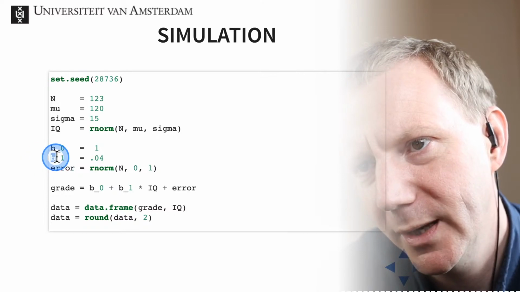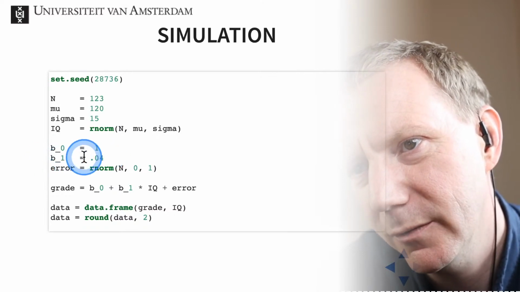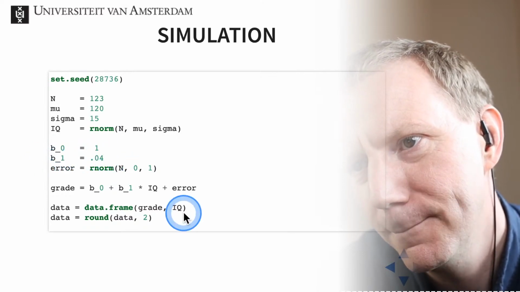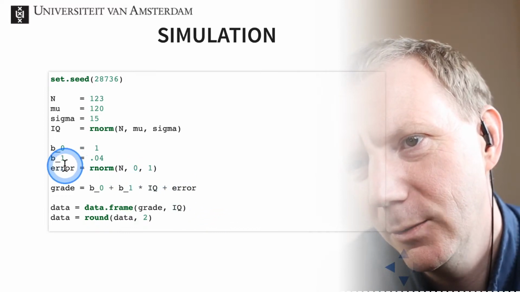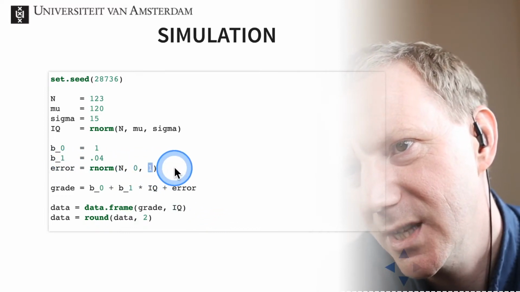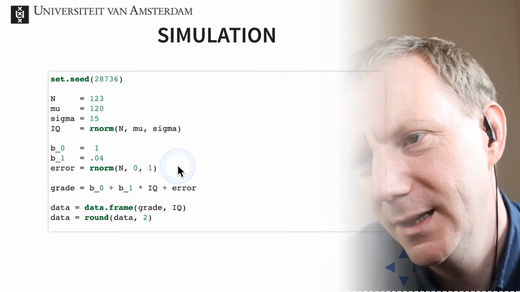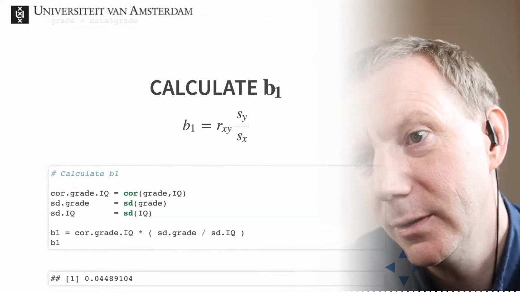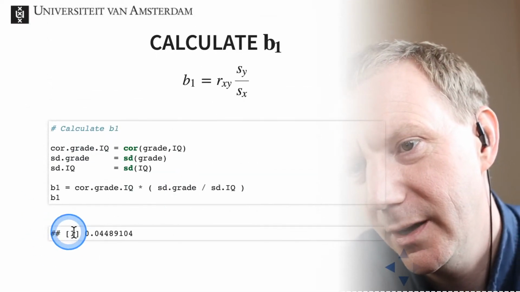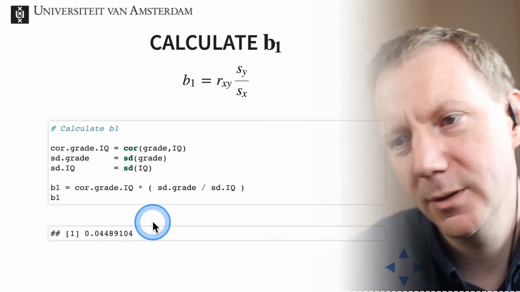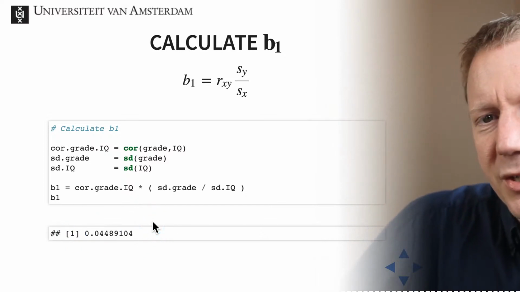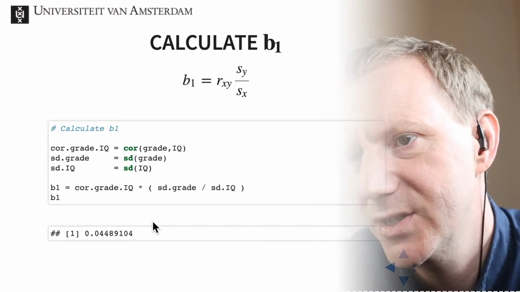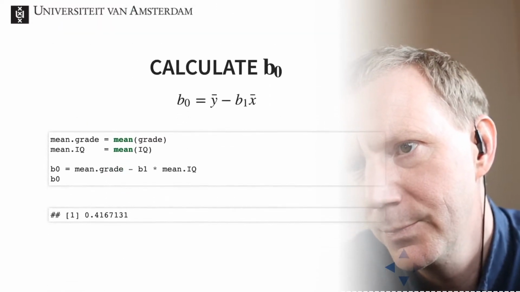So applying this formula, we will get the beta coefficient, and we see that the thing we actually simulated, where we put in a beta coefficient of 0.04, and we don't have a lot of error, just a little bit, we actually are able to recover that result. So based on our simulation, we can actually find this beta coefficient.